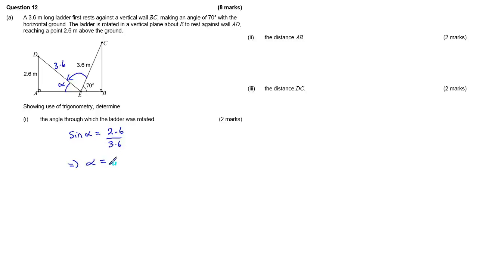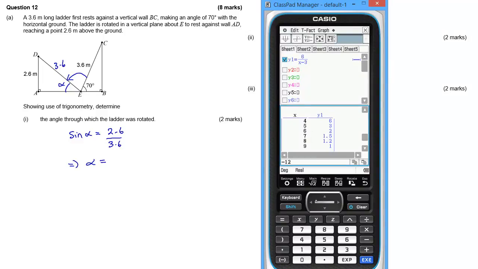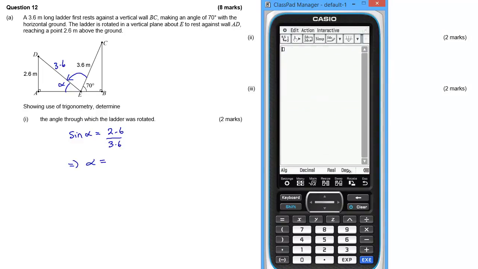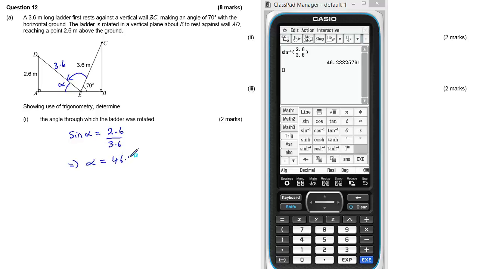So that means that alpha is, let's just bring in the calculator, and we want to be on main and we're in degrees decimal, that's fine. So I want the inverse sine of 2.6 over 3.6, and so that gives me 46.24 degrees.